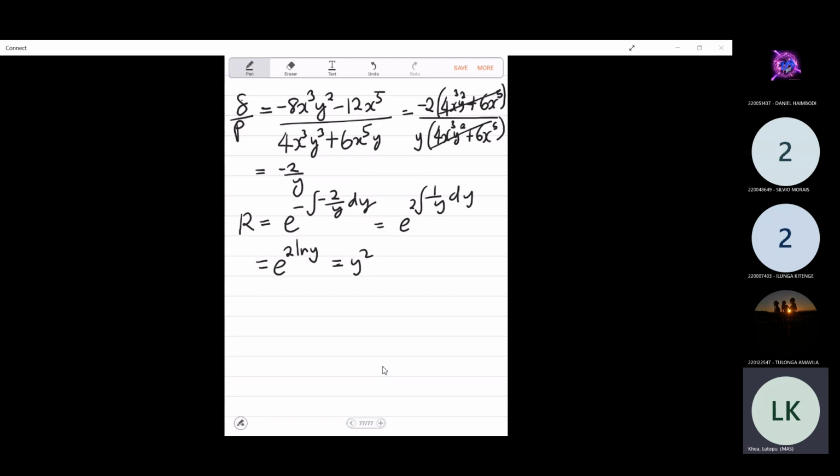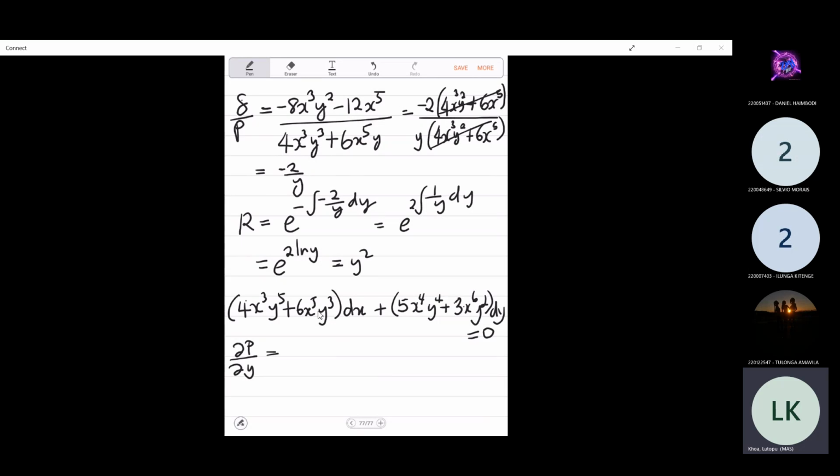our integrating factor. So we will get 4x cubed y to the power of 5 plus 6x to the power of 5 y to the power of 3 dx. And then we have 5x to the power of 4 y to the power of 4 plus 3x to the power of 6 y squared dy, and this is equal to 0. So we can find dp dy.